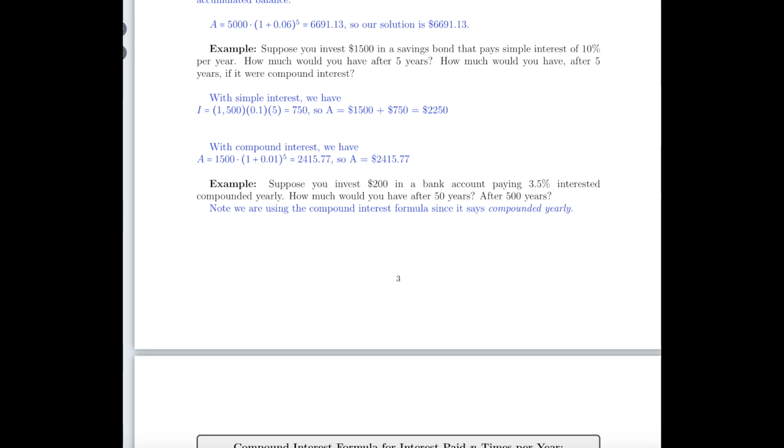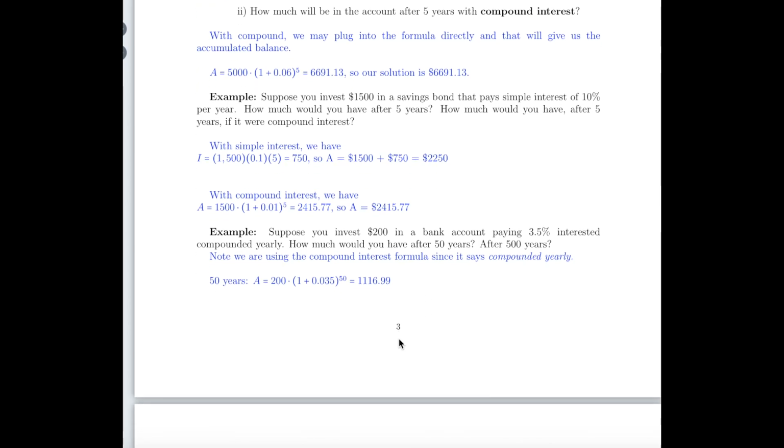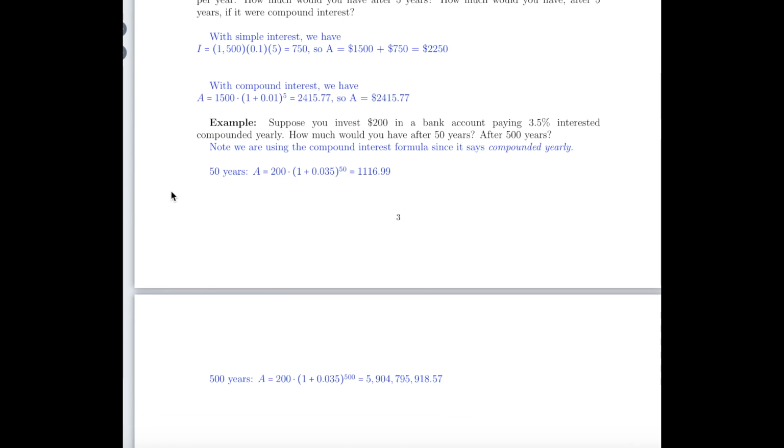So after 50 years, we would have 200 times 1 plus 0.035 to the 50th power. That means our $200 would have grown to $1,116.99. However, if we just leave this alone for 500 whole years, we get some massive number.